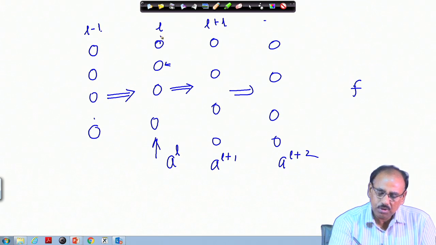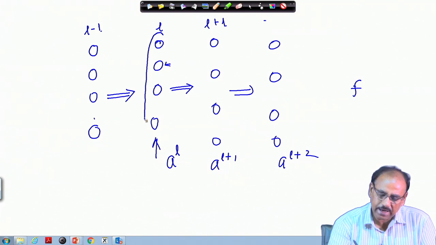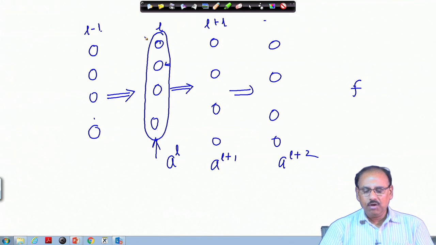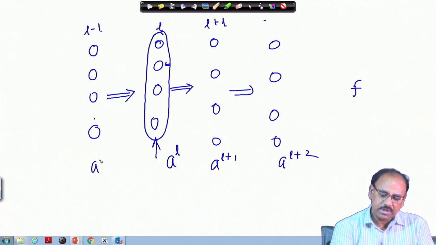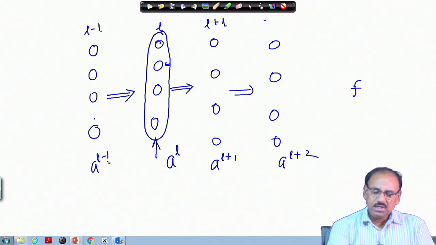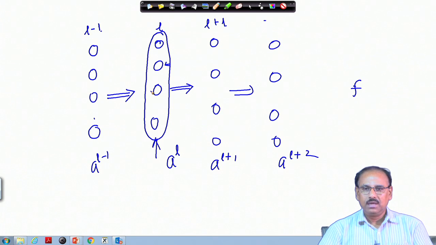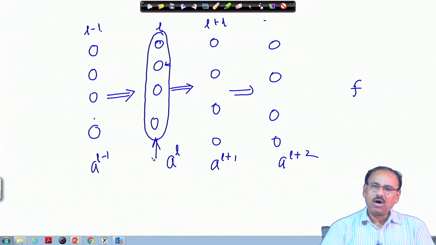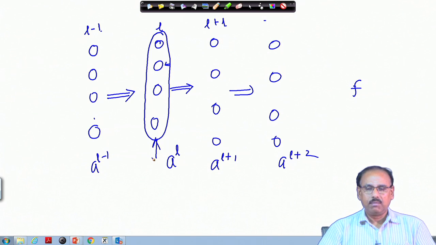Now when you come to the updation of this layer L, you find that layer L gets activations from layer L minus 1, which are AL minus 1. Based on the distribution of AL minus 1, you adjust the weight vectors of layer L. If AL minus 1 is steady, that means in every epoch its distribution remains the same, then learning of layer L will not be a problem.